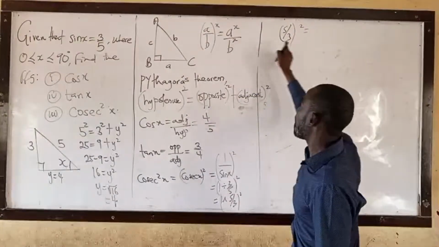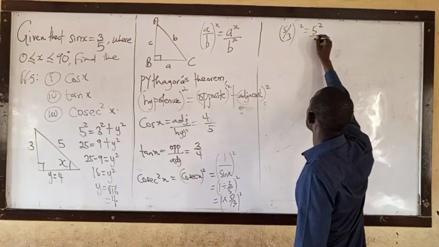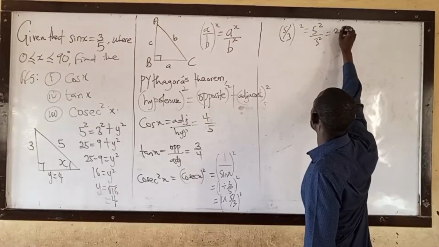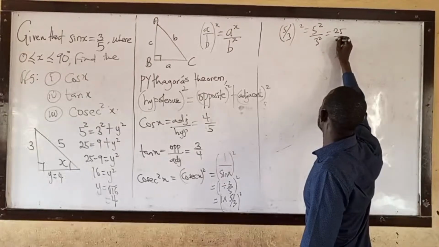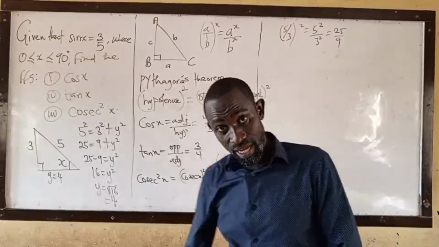So I will apply this concept here. Now we are having 5 squared all over what now? 3 squared. What is 5 squared? 5. What is 3 squared? That is 9. So one side is what now? 5 all over 9. Clear?